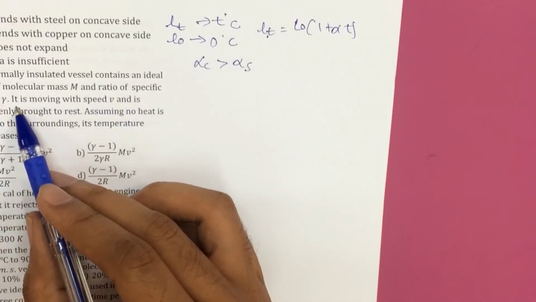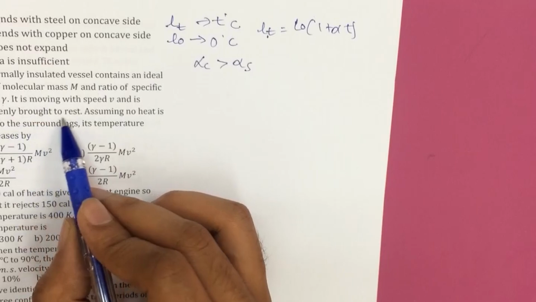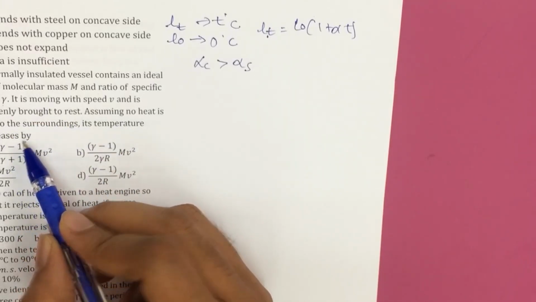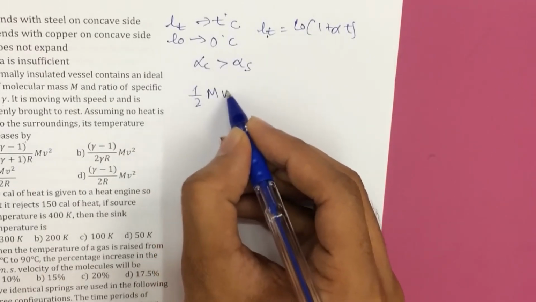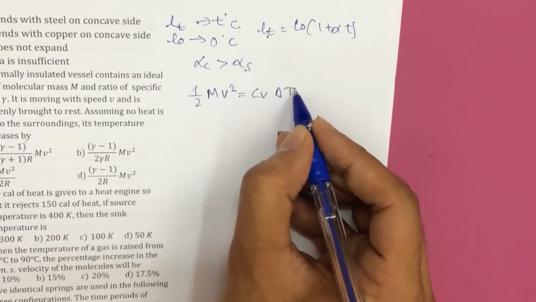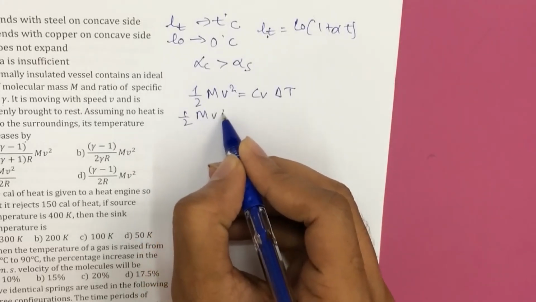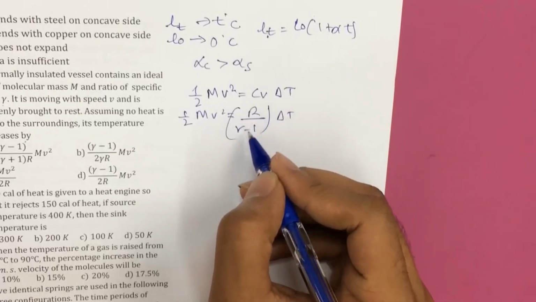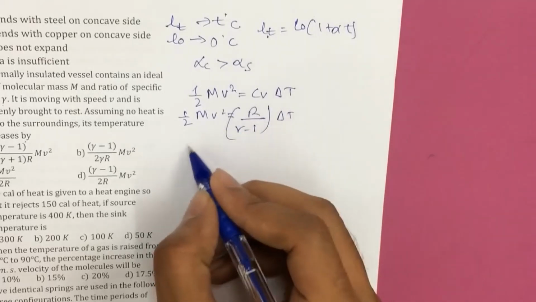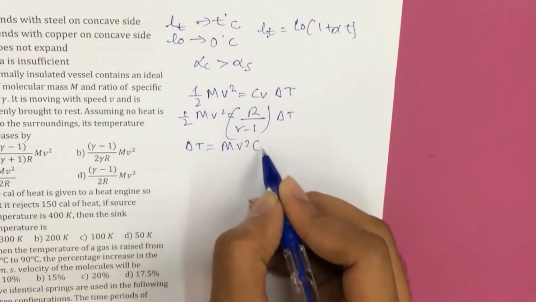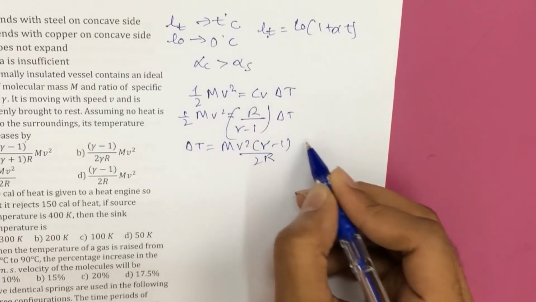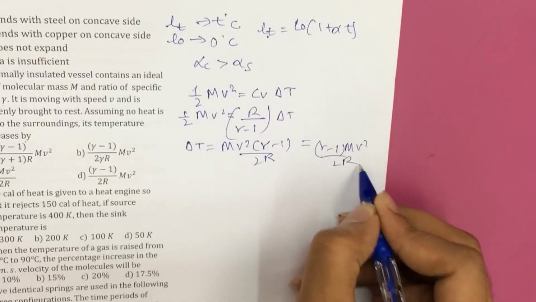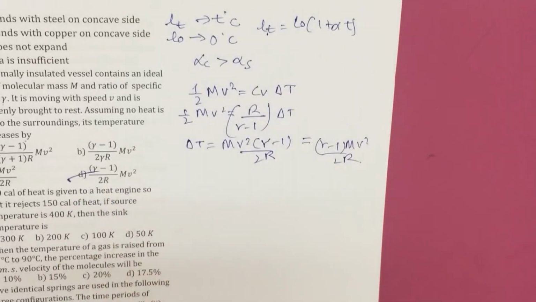Question 16. A thermally insulated vessel contains an ideal gas of molecular mass m and ratio of specific heat gamma. It is moving with a speed v and is suddenly brought to rest. Assuming no heat is lost to the surroundings, its temperature increases by. Now here, half capital M v square will be equal to Cv delta T. Half M v square equals R divided by (gamma minus 1) delta T, since Cv can be written as R divided by gamma minus 1. So delta T would be equal to M v square (gamma minus 1) divided by 2R, which can be written as (gamma minus 1) M v square by 2R. So your correct answer would be option D.